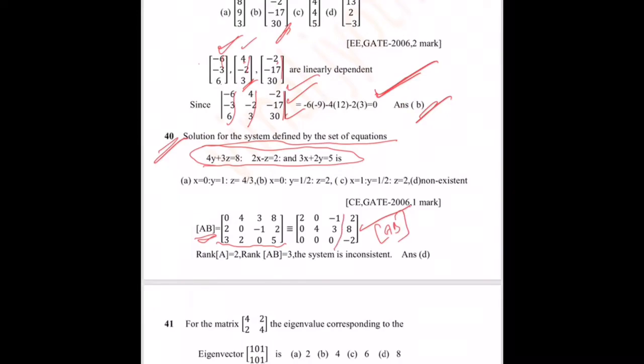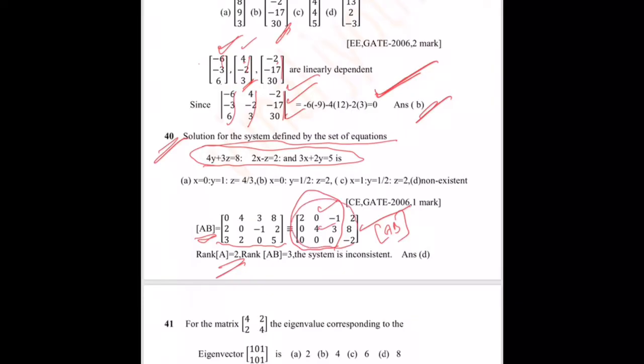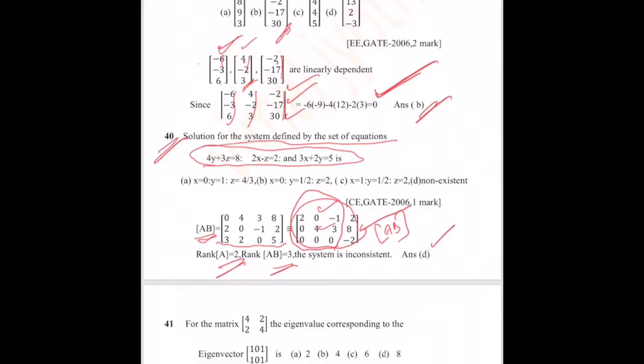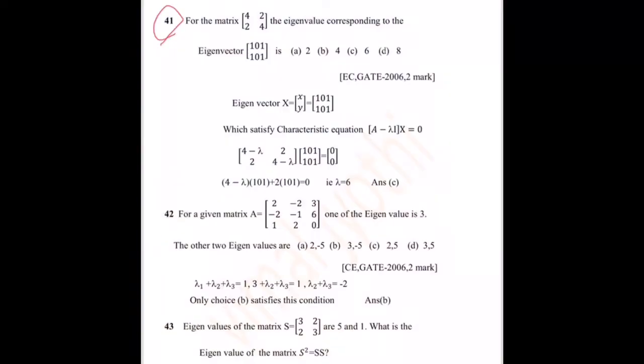Then the rank of A is equal to 2, 1, 2. But the rank of AB is equal to 3. The system is inconsistent. That is, answer D is correct. The system is inconsistent.